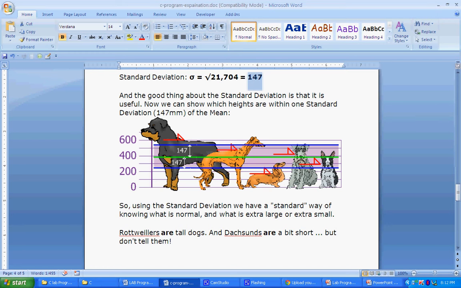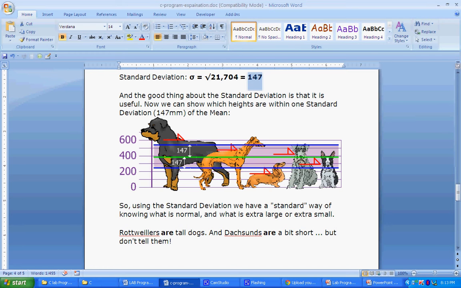That is 147 millimeters above the average height, and 147 millimeters below the average height. Now, this is the standard deviation line. From the average line, 147 above and 147 below is what we call the standard deviation range. As you can check here, there is a blue line marking above and a blue line marking below.